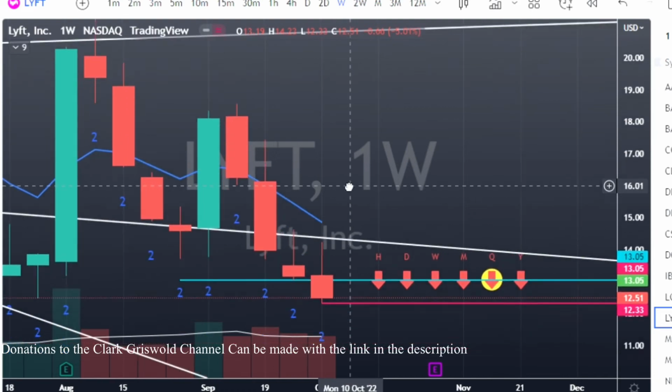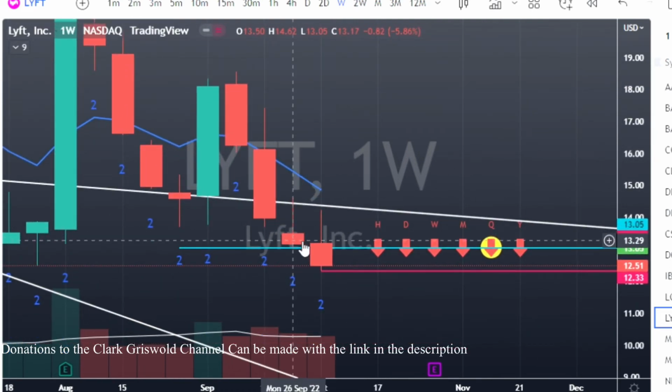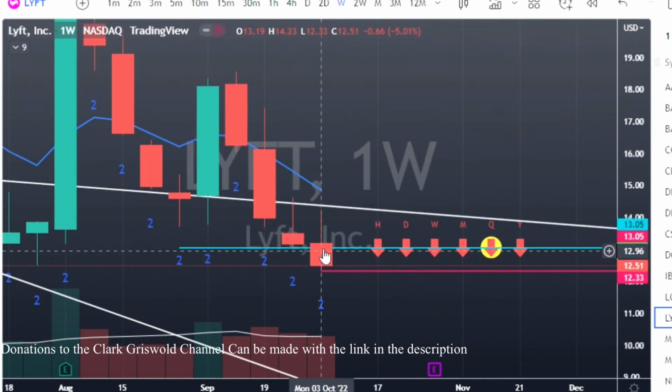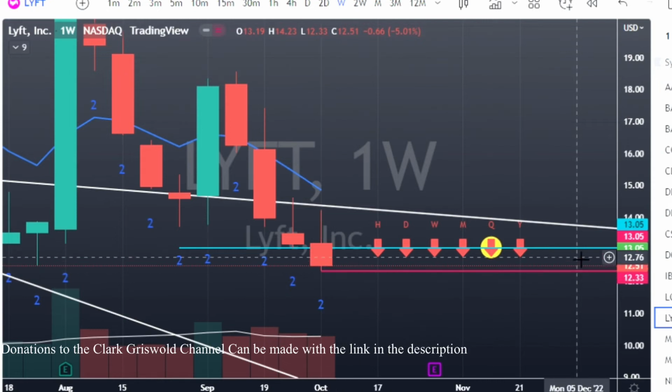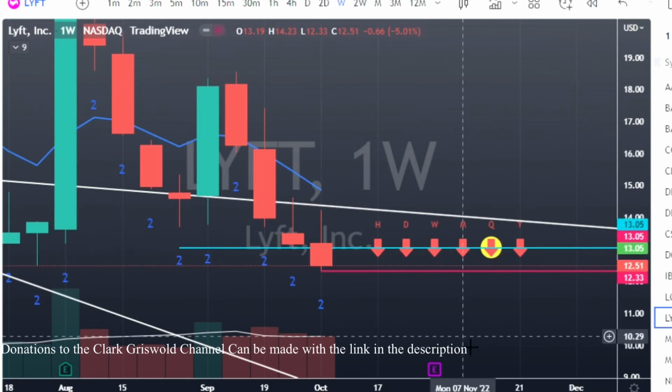Lyft, same thing. Look, we had the shooter candle, it trended down. We got another shooter candle, we're going to look for it to trend down some more with this full time frame. Puts at $12.33.